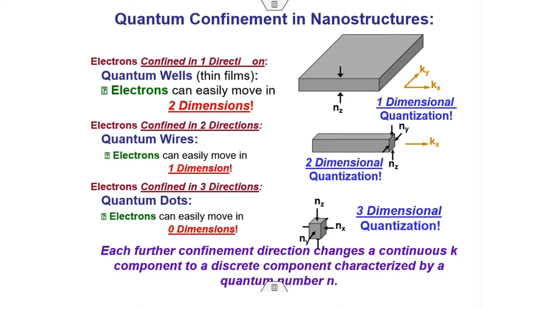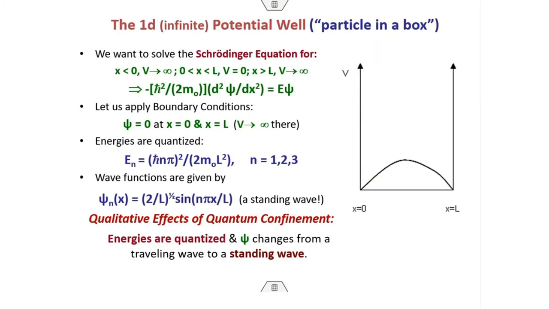In case of 0D, like quantum dots, the electrons cannot move freely in any direction. Therefore, in quantum dots you have three-dimensional quantization. In quantum wires, or one-dimensional materials, you have two-dimensional quantization. And in quantum wells, like thin films, you have one-dimensional quantization. And this confinement direction changes a continuous k component to discrete components characterized by quantum number n, okay? How does this happen? Let us do that.